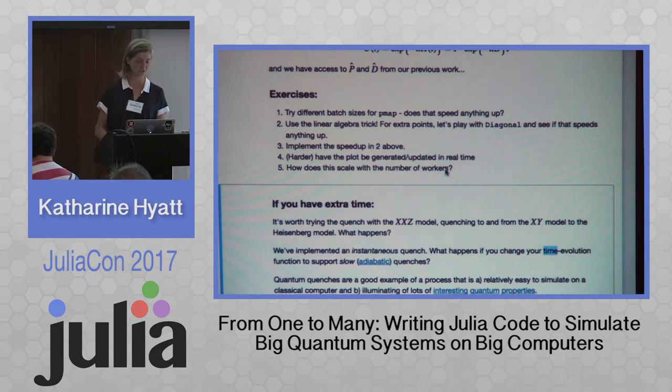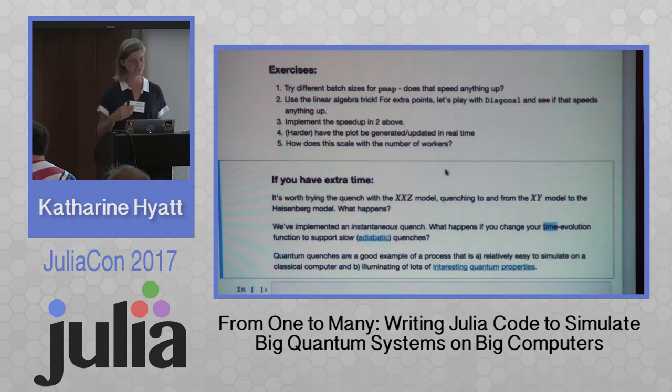And then the other thing that's worth trying is seeing how this scales with the number of workers. And if you want to go further on your own, you can try the quench, instead of using the transverse field Ising model, using these other spin models we defined, this XXZ quenching into XY or Heisenberg, and seeing what happens.